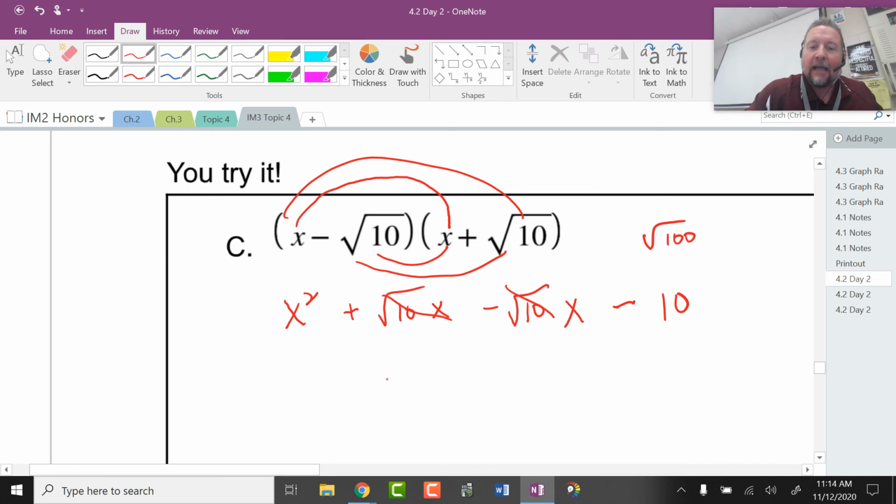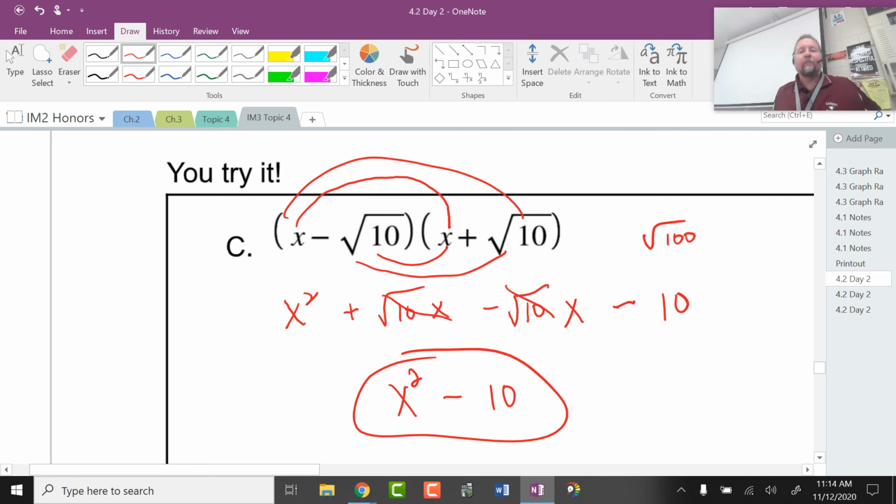This is called a conjugate, when this is x minus root 10 and then this is x plus root 10. So notice the middle term falls out. We actually end up with a nice little binomial there with no radicals anymore.